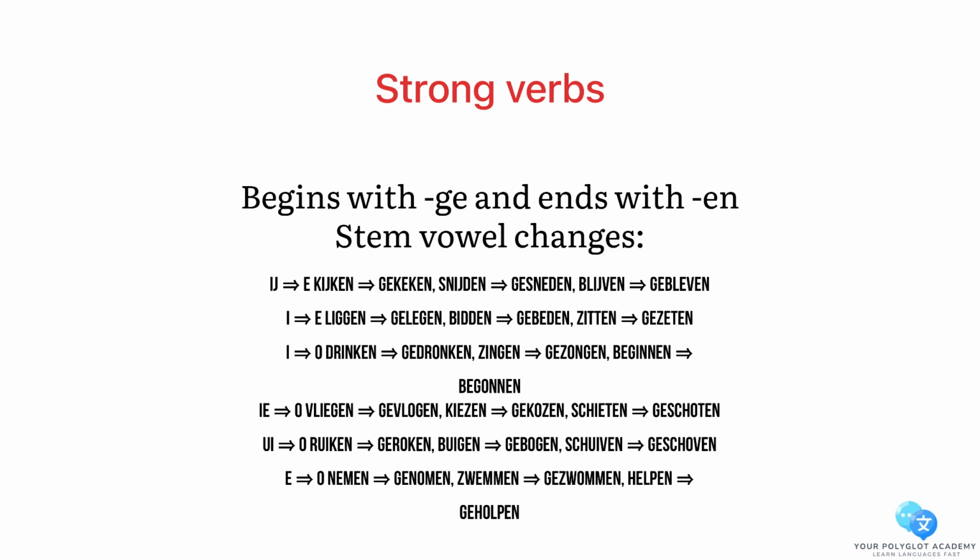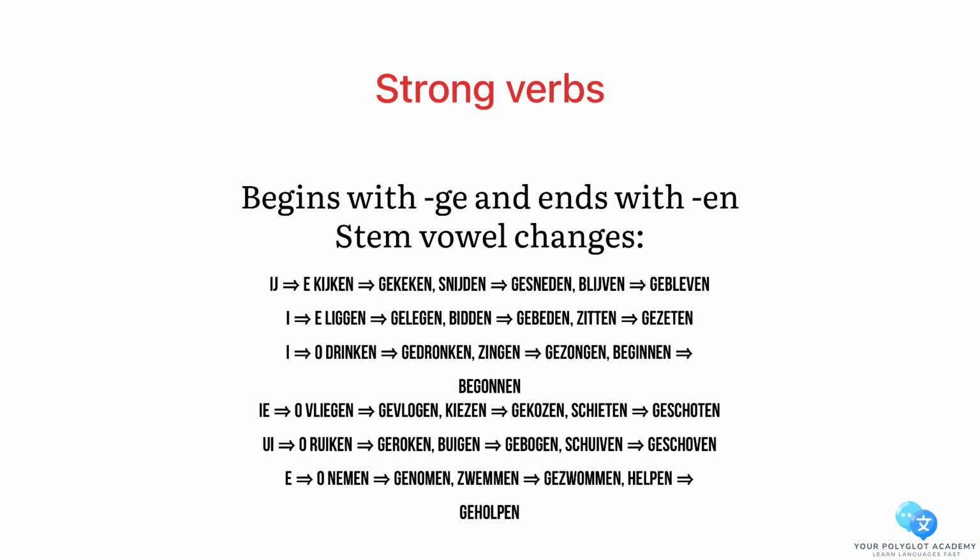The past participle of a strong verb begins with ge and ends in an n. And in many cases, the stem vowel changes, just as in German. Here are the most frequent changes. IJ becomes E. For example, kijken, gekeken, snijden, gesneden, blijven, gebleven. And I can become an E. Liggen, gelegen, bidden, gebeden, zitten, gezeten.